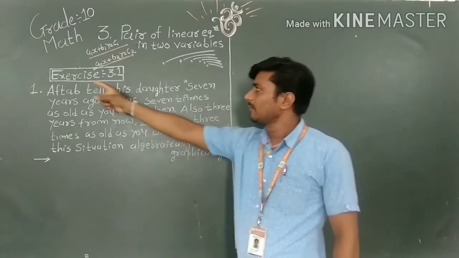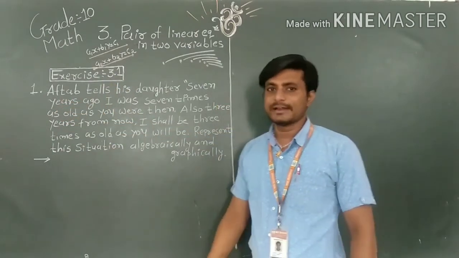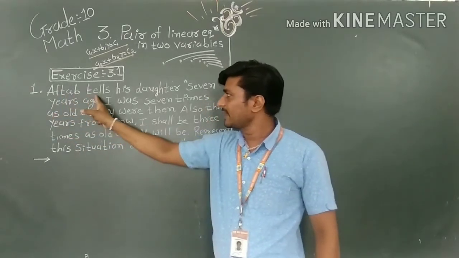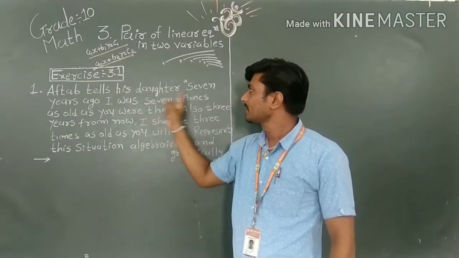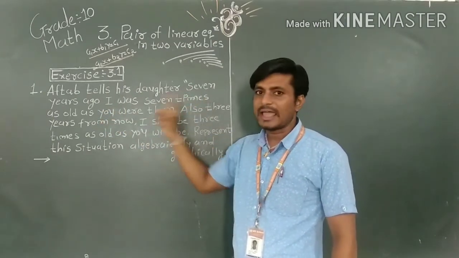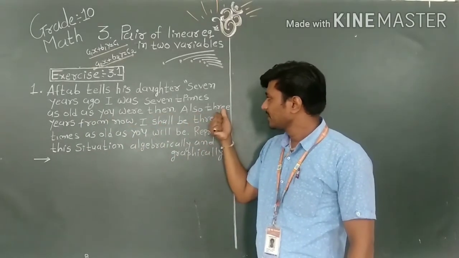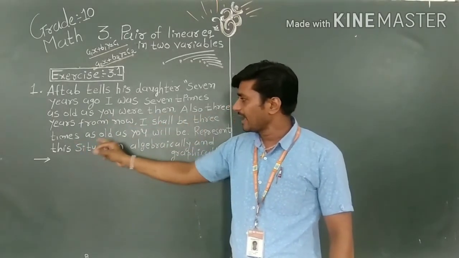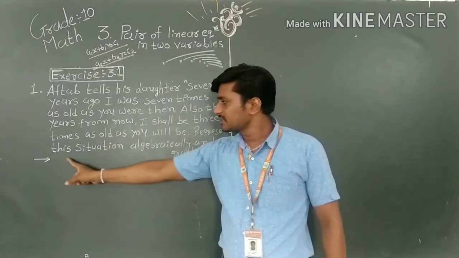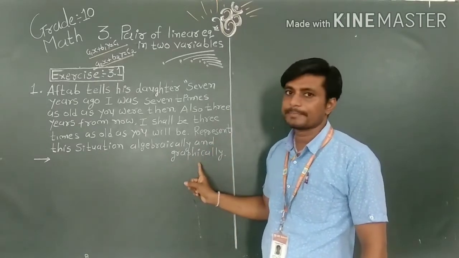See everyone, what is exercise 3.1? First of all, I read out example 1. Aftab tells his daughter, 7 years ago I was 7 times as old as you were then. Also, 3 years from now I will be 3 times as old as you will be. Represent this situation algebraically and graphically.